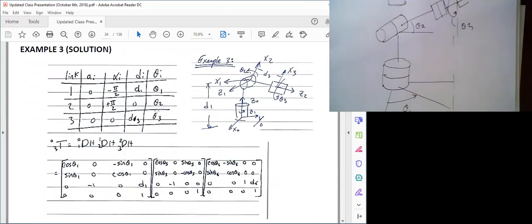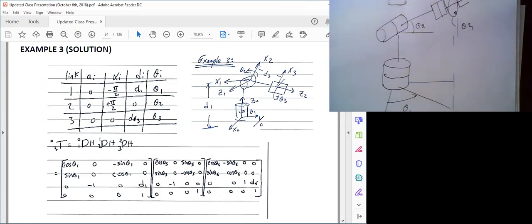Looking into that again, building the first row, we said frame 0 to frame 1. What is A again? A is the distance between the z-axes. Z0 is intercepting at the origin of frame 1, so it's 0. What is alpha again? Alpha is the angle between Z0 and Z1 about X1. Remember, it's about X1, not X0.